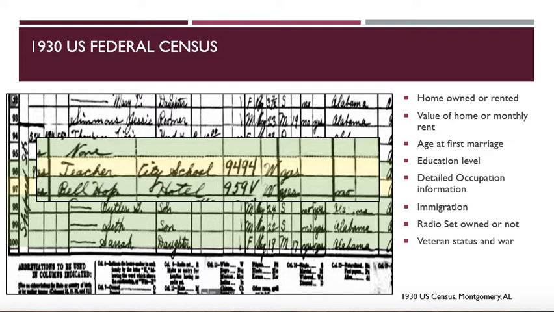Lucy Lowe's daughter works as a teacher in the city school system, and her son works as a bellhop at a hotel. We can see also that the "no" written out to the right for the bellhop at the hotel indicates that this individual is not a veteran of any wars.